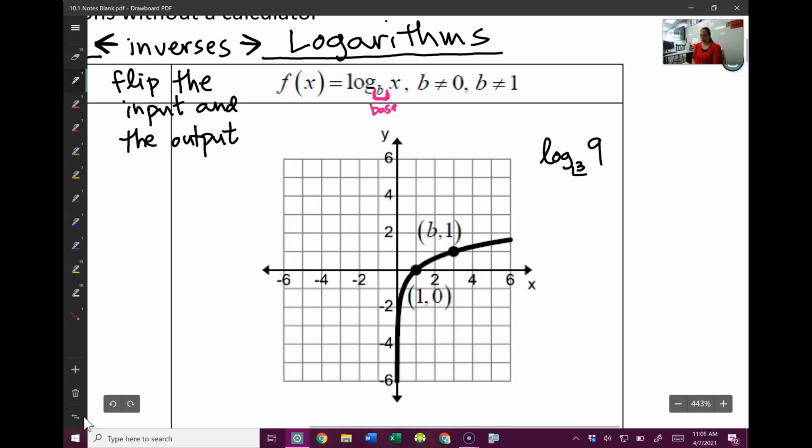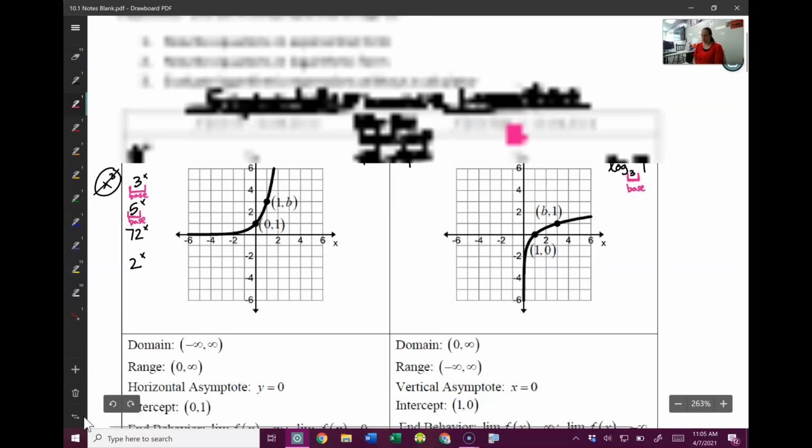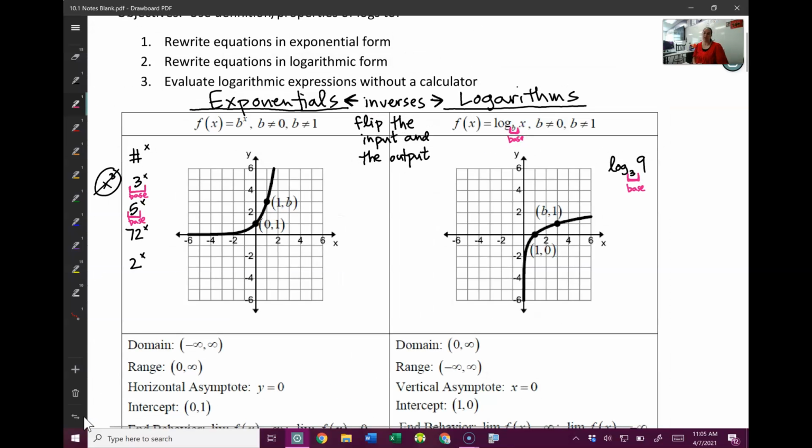So that 3 right there, that is called the base of the logarithm. And it does have a special relationship to exponential bases. We'll talk about that in a little bit. So we have base of the logarithm, base of the exponent. And just like exponents, this base could be anything. I could have log base 10, log base 81, log base 7. You can have anything for that base.